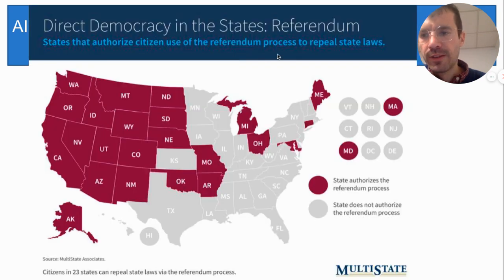Here's a map of all the states that now allow the referendum process. 23 states adopted it, most of them in the West, because that's where support for the populists was strongest. New York State does not allow referendum.